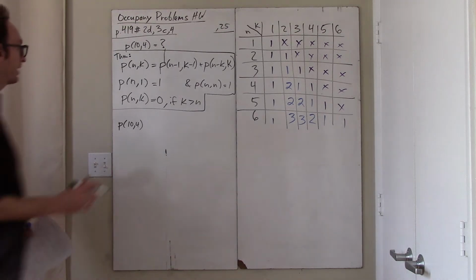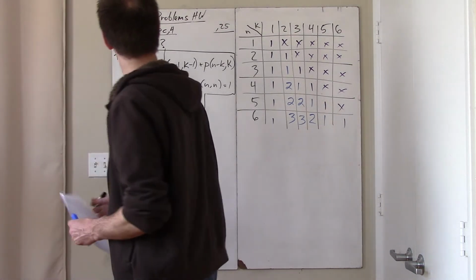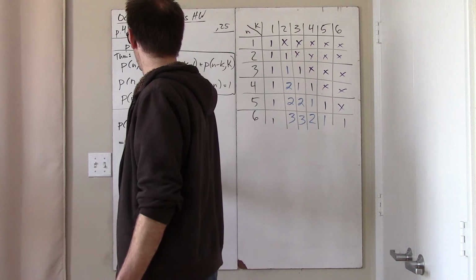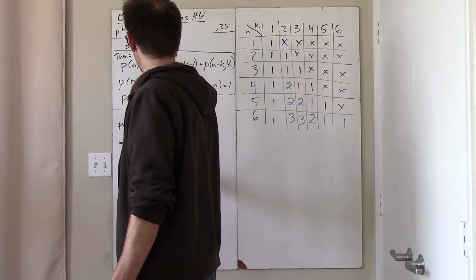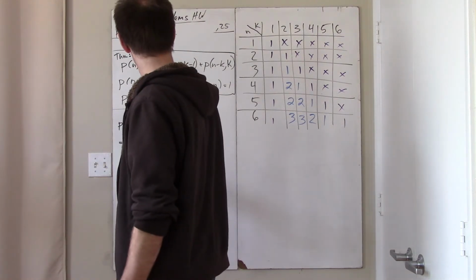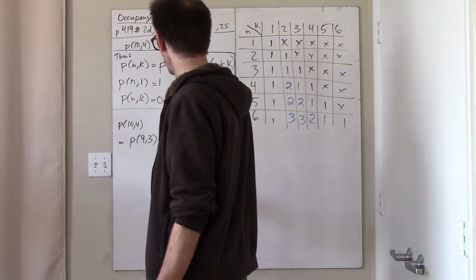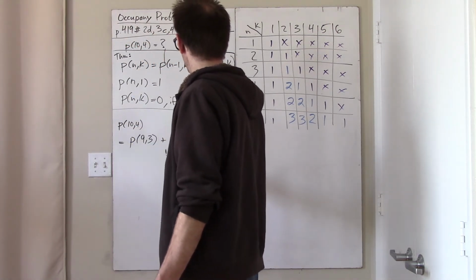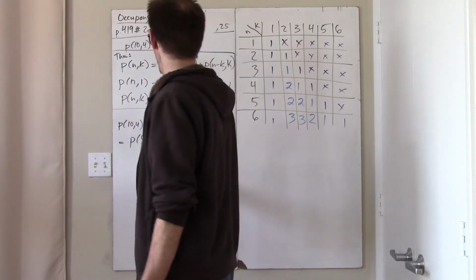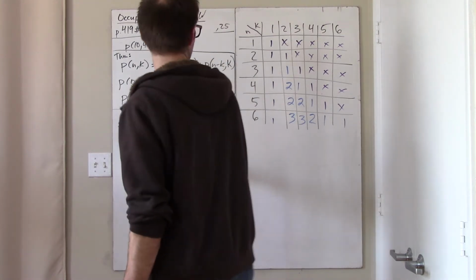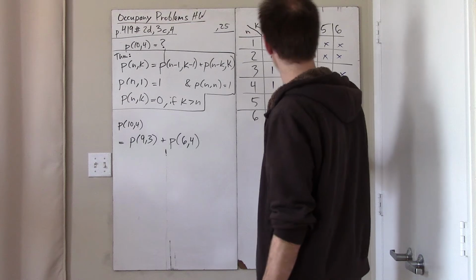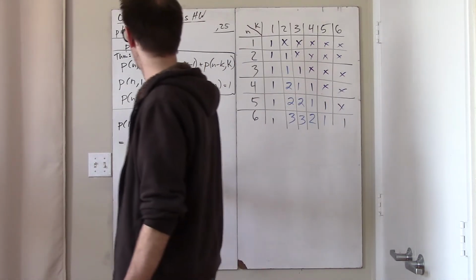What's P10 for? Well, according to the recursive rule, this is going to be P93 plus P64. Oh man, I don't know P93. Do I know P64? I do. It's 2. Okay, what's P93?